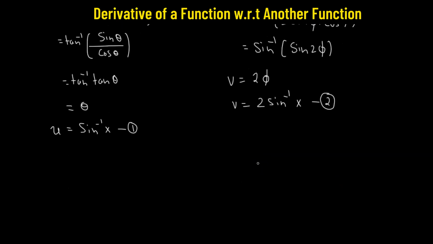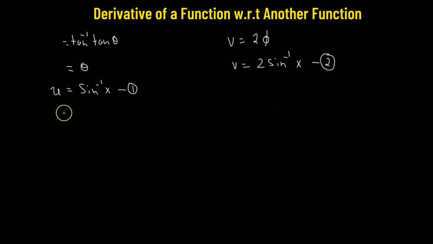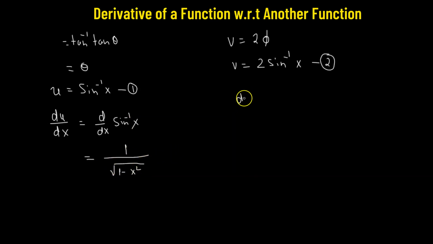Now we will find the derivative of u and v with respect to x. Let's begin with u. So we'll take the derivative with respect to x. This is going to give us the derivative with respect to x of the inverse sine function. The derivative of the inverse sine function is 1 divided by square root of 1 minus x squared. So, and the derivative of v with respect to x, that will be equal to 2 times the derivative with respect to x of the inverse sine function. So that will be equal to 2 divided by square root of 1 minus x squared.